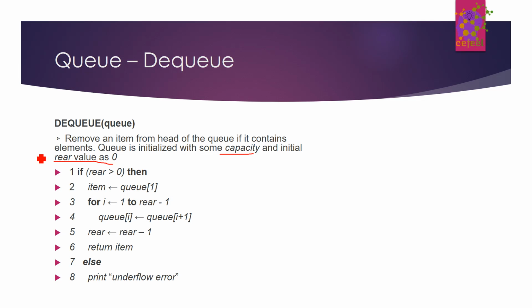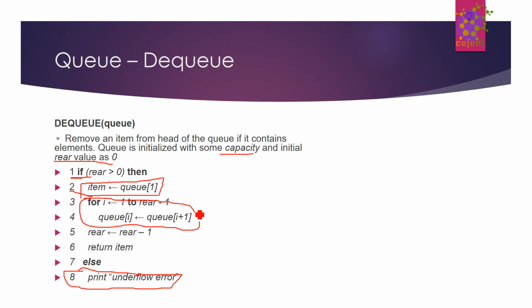The first step is to check if rear is greater than 0, which means there are elements in the queue. Otherwise we return an underflow error saying there are no items to be removed. If there are items to be removed, we go to step 2. We first remove the item from the head of the queue, which is Q[1]. Then in steps 3 and 4, we move the items one position to the left, so we take a loop which runs from 1 to rear minus 1, and we copy, which means we do Q[i] = Q[i+1].